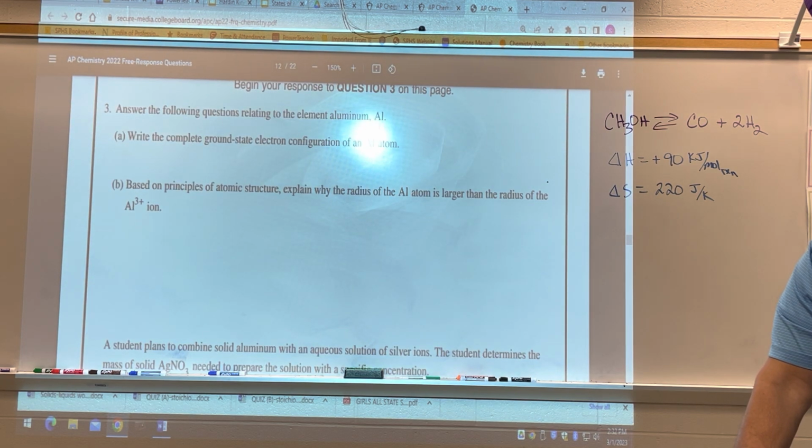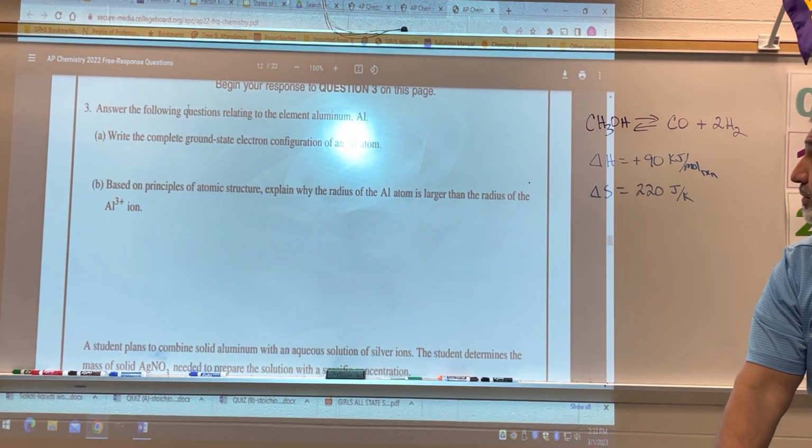Just again, write the electron configuration for aluminum. Why is Al plus 3 smaller? Well, how do you make an ion? How do you make a positive ion? You lose the valence electrons, right? So it's got one less valence shell, so it's smaller.